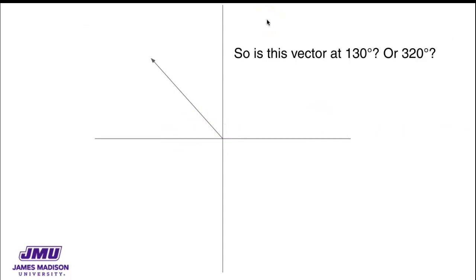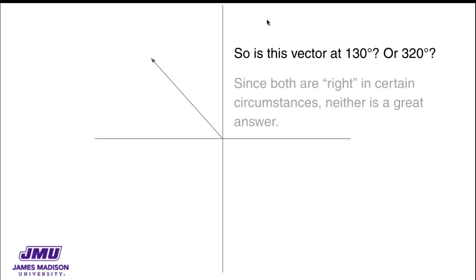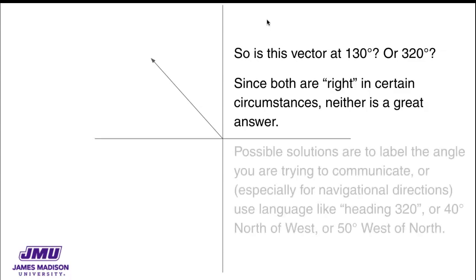So where does that leave us if we are in a class like this and you're trying to describe the direction of this vector that is shown here? Is it 130 degrees or is it 320 degrees? The answer is that either one of those could be considered correct in certain circumstances, so either one of those is actually kind of unclear. When you give an answer and I don't know which context you mean, it's a little tough. In other words, there's a better way than to describe this angle as 130 degrees or 320 degrees and to assume that you and I are both looking at this in the same context.